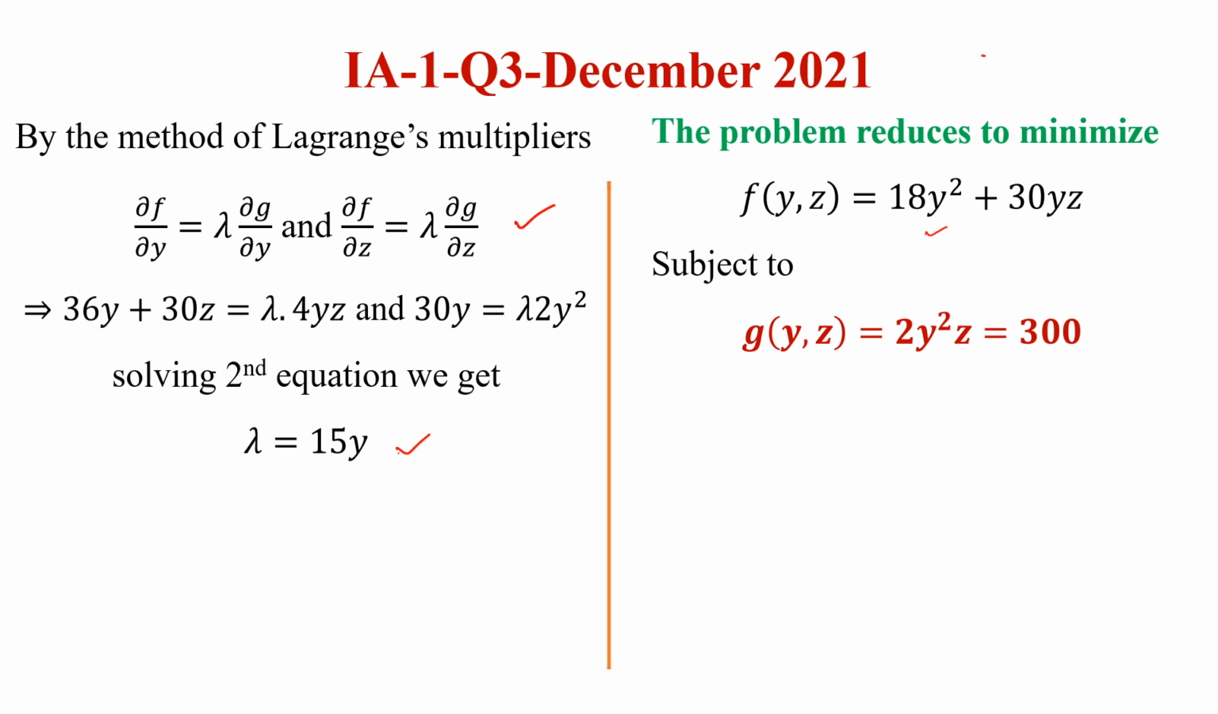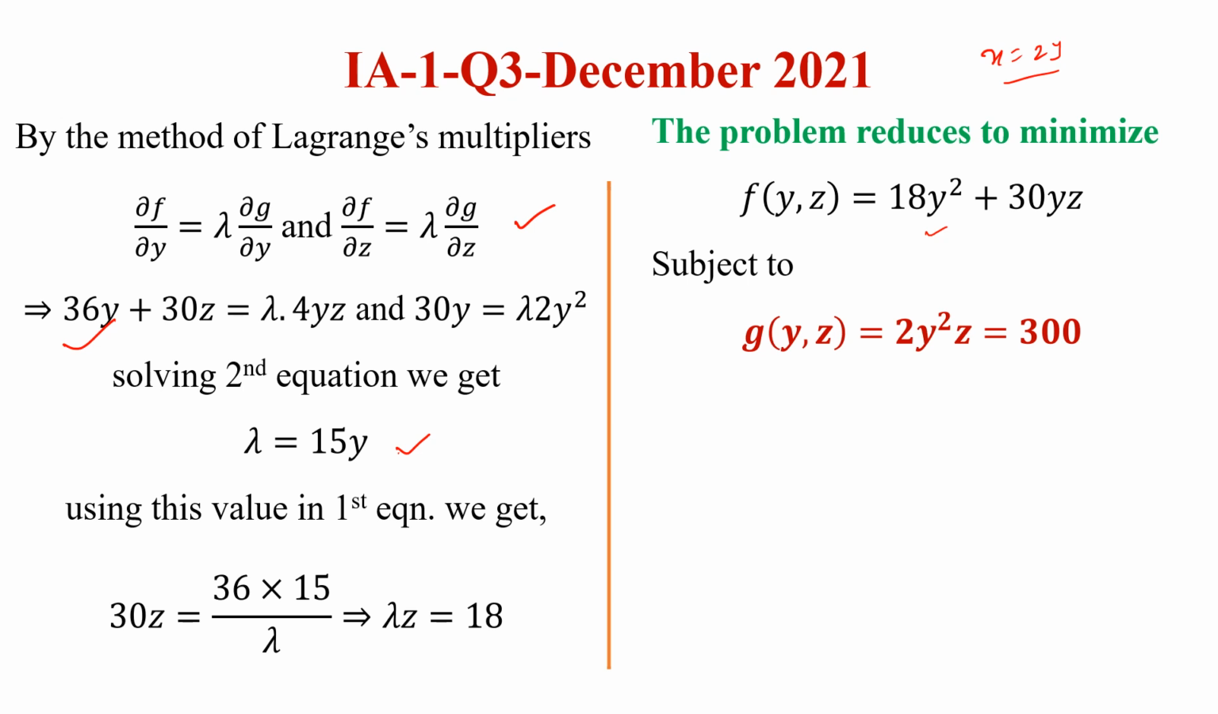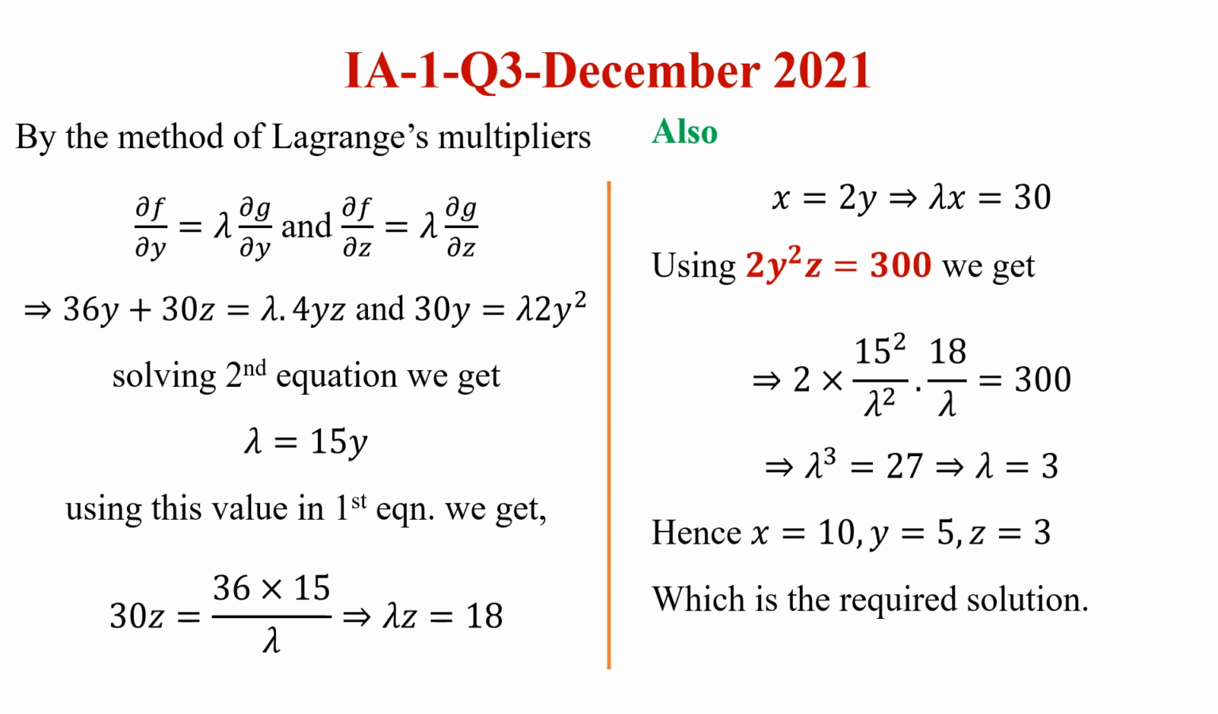As you know, x is equal to 2y, so the second relation can also be obtained in the form of lambda. Now by using this value in the first equation, by solving this, we get z is equal to 18 upon lambda. Now x is equal to 2y as said earlier, so 2 lambda x is equal to 30. So all of x, y, z are now framed in the form of lambda.